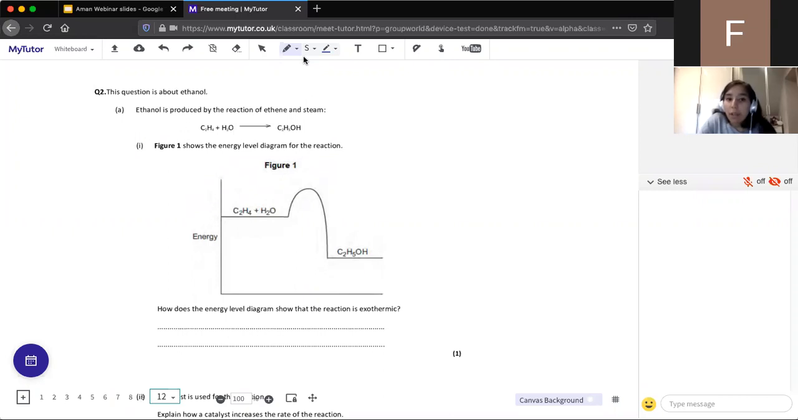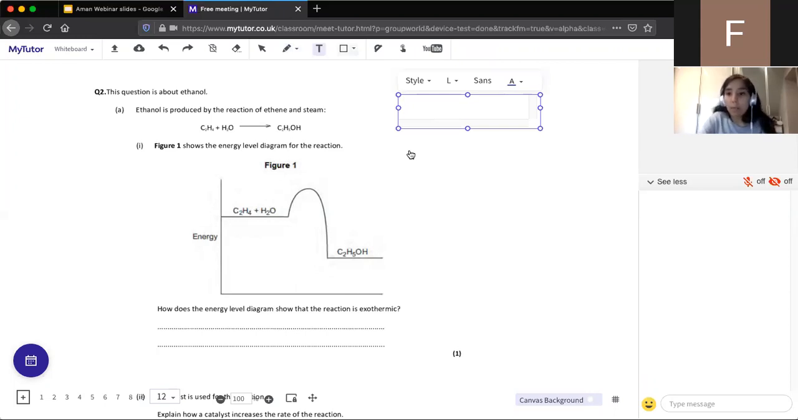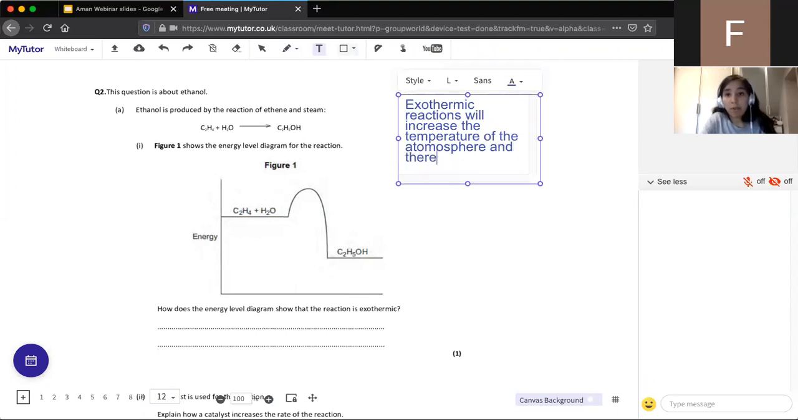Whereas endothermic reactions will decrease temperature from the atmosphere, but the actual products will have a higher potential energy. So I'm just going to type that out because I think quite a few students are getting confused. Remember, there's two differences. Exothermic reactions will increase the temperature of the atmosphere, and therefore the products lose potential energy.